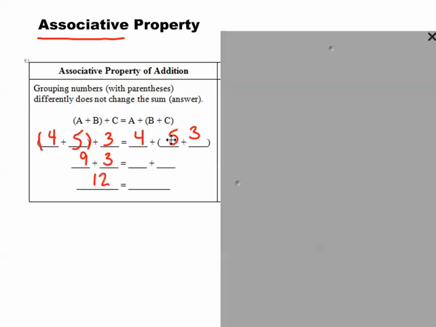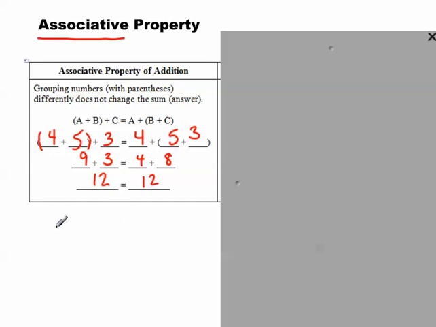But over here, I'm going to do my parentheses first. So 5 plus 3, that's 8. Plus 4 is still going to give me 12. All right. So no matter where I group them, it's still going to come up with the same answer.